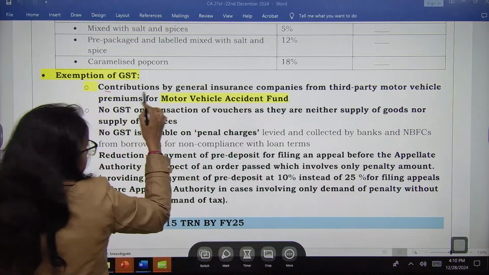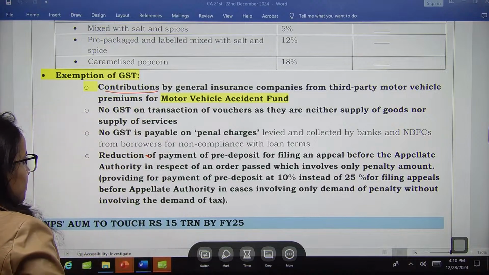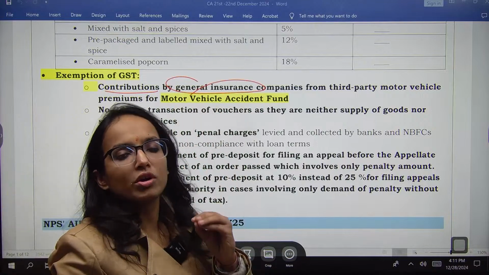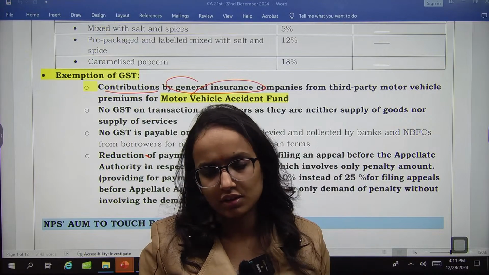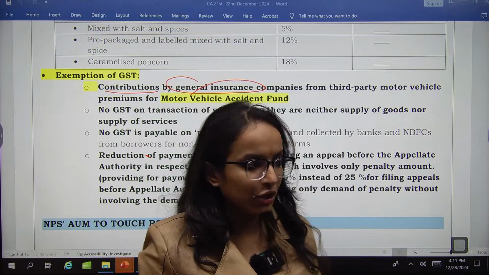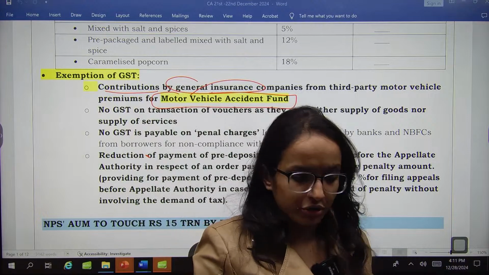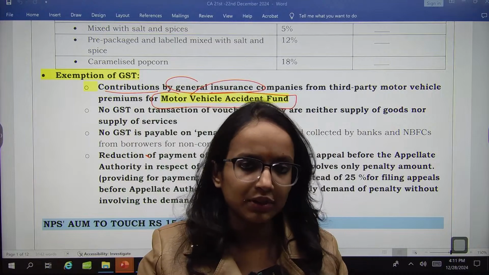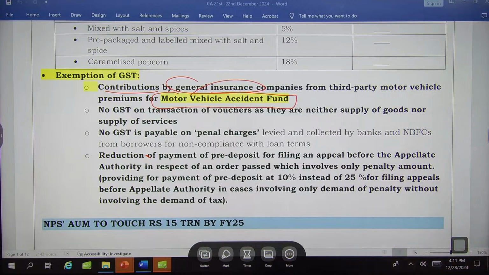First of all, contributions by a general insurance company from third party motor vehicle premiums to the motor vehicle accident fund. Any general insurance company has to contribute a certain amount out of the third party motor vehicle premium into the motor vehicle accident fund, right? Now that contribution is exempt from GST because you are doing it for something good. This is not a sale. So GST is levied on what? Anyone?